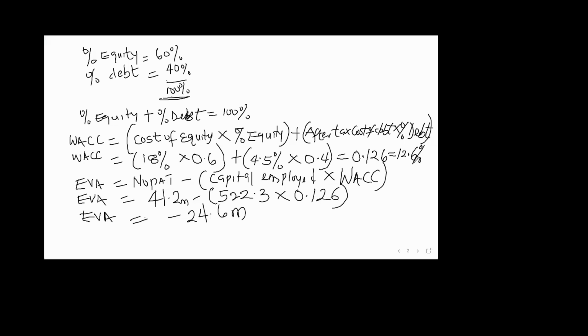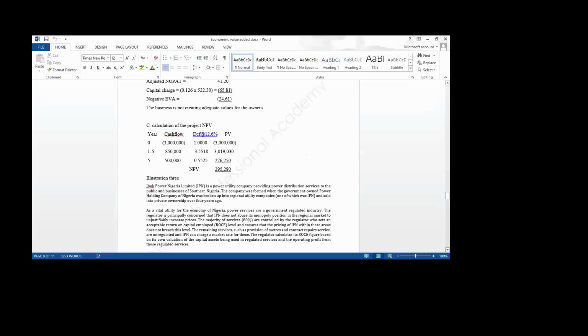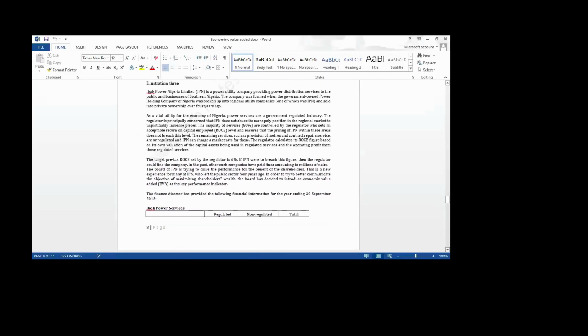All right. Let's look at illustration 3. I'm not sure the time we might be able to finish, but let's see how we navigate.